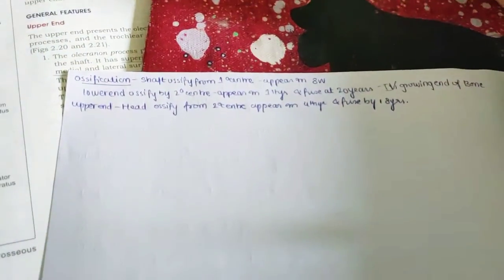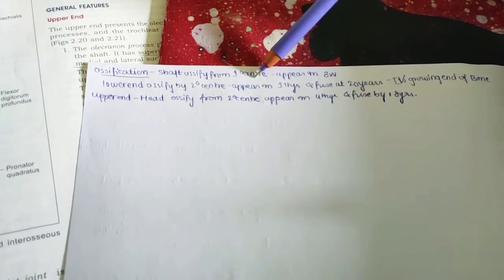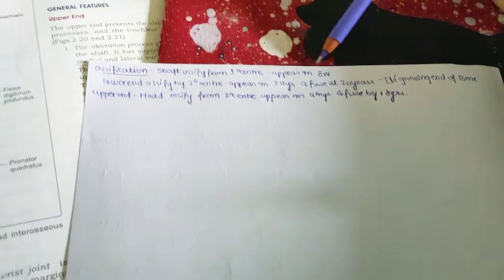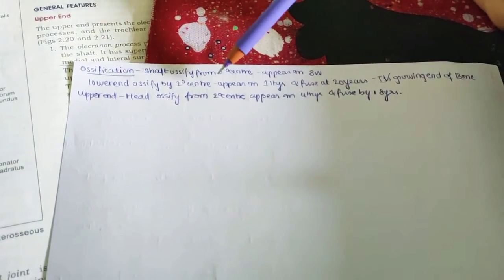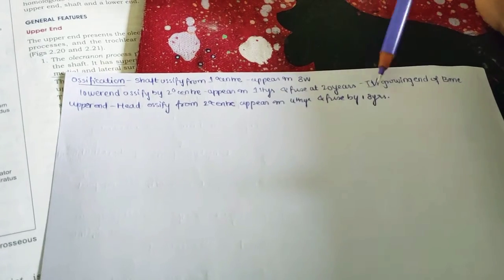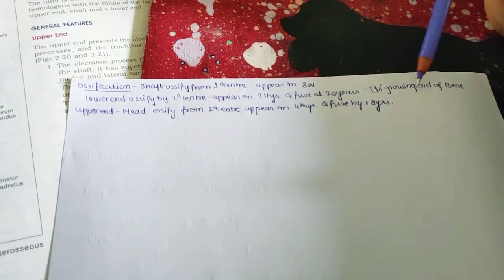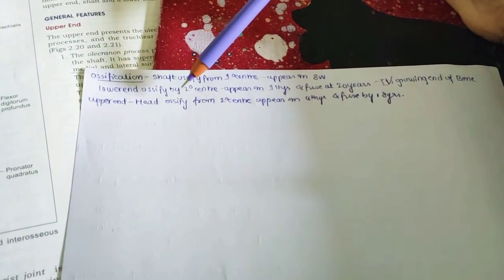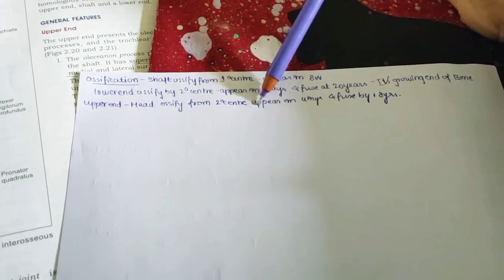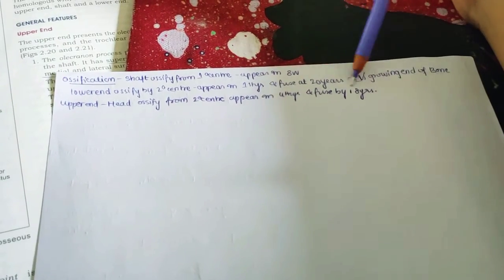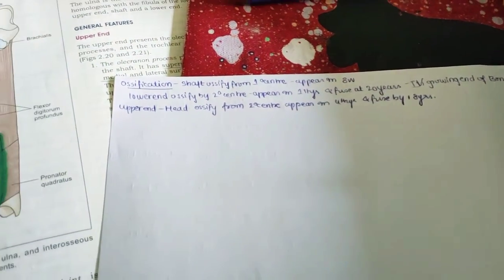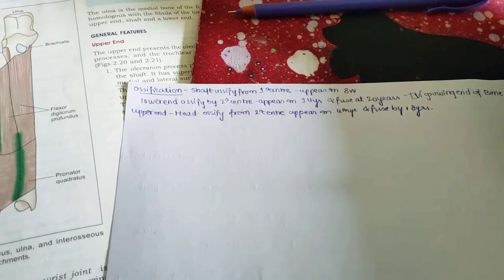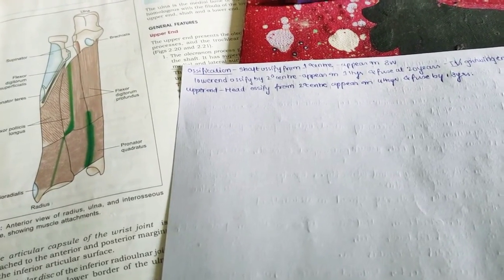Coming to the ossification, the shaft will ossify from a primary center, which appears in the 8th week, and the lower end ossifies by a secondary center, which appears in the first year and fuses at 20 years. So actually the lower end is the growing end of the radius. Coming to the upper end, it has the head which ossifies from a secondary center and appears in the 4th year, but all fuse by 18 years to the shaft. So by this we completed everything of radius: the particular features, attachments, osteology, ossification, everything. Now we will move on to the ulna.